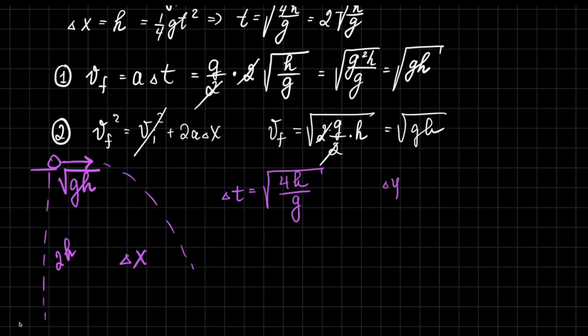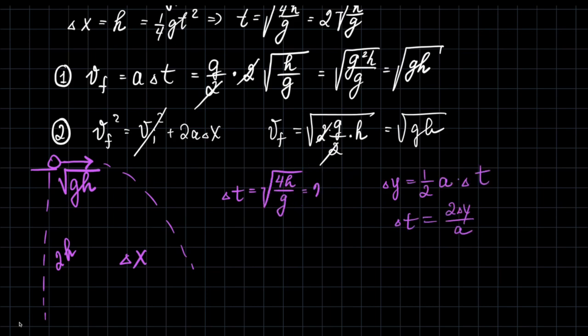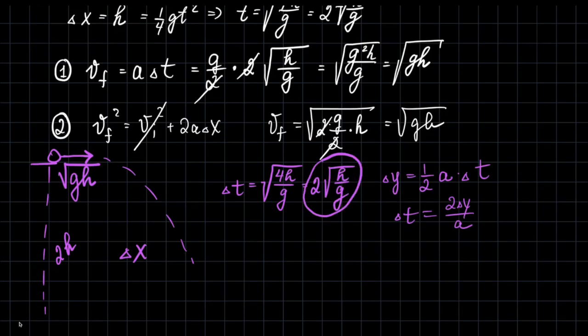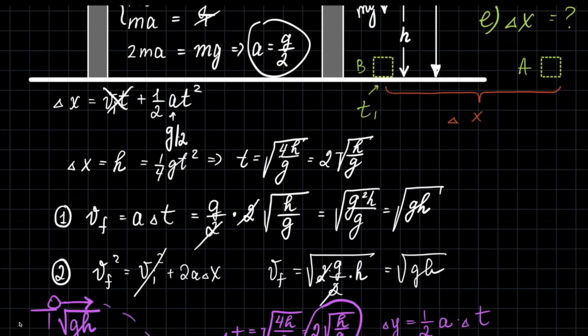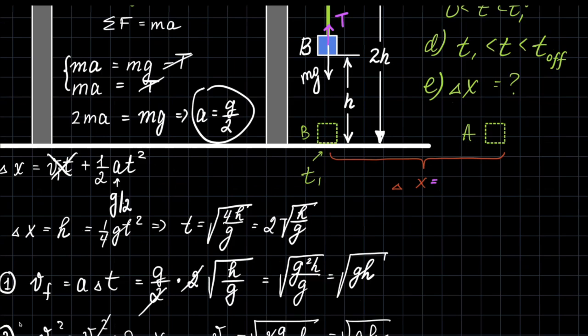Remember, that's change in y equals 1/2 acceleration times change in t squared. That ends us at root of 4h over g as the time. Now v is root of gh, so therefore change in x is going to be 2 root of h divided by g multiplied by root of g times h. g's cancel, h squared comes out of the square root as itself. So it's 2h. So the distance between the two landings equals 2h. And I believe we answered all the questions.